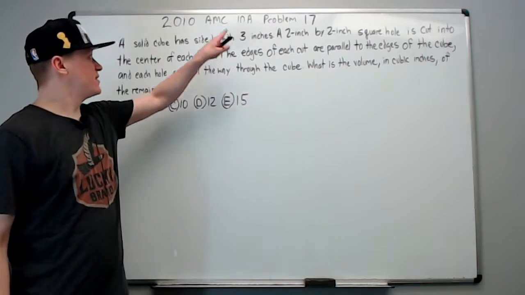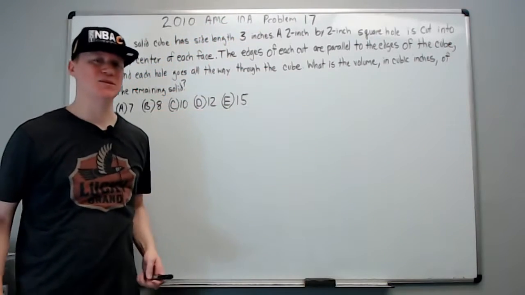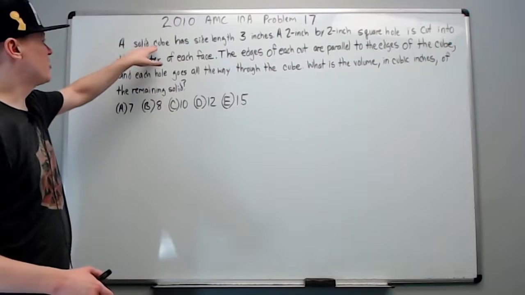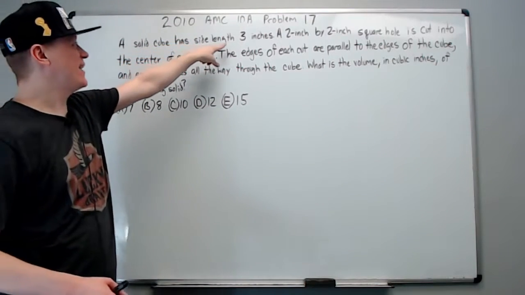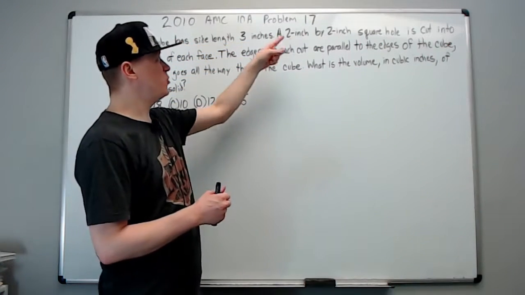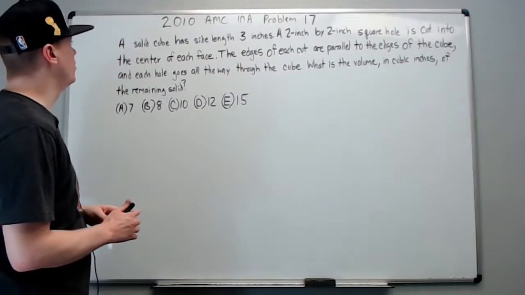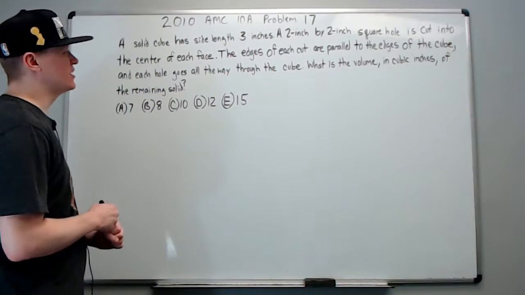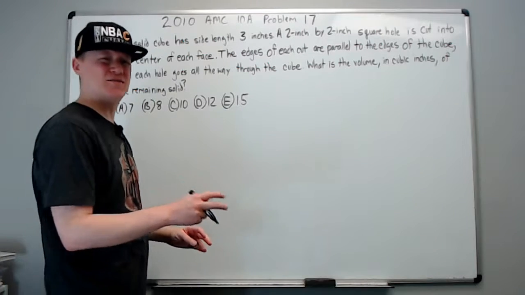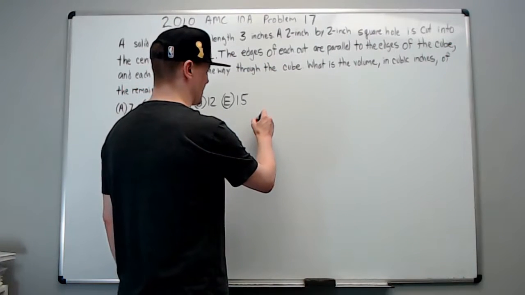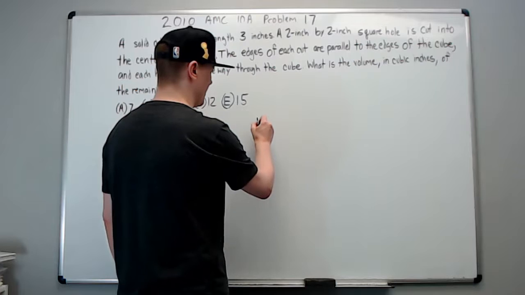All right, next up is the 2010 10A problem number 17. A solid cube has side length 3 inches. A 2-inch by 2-inch square hole is cut into the center of each face. Before we read further, let's get a start on drawing something like what this looks like.